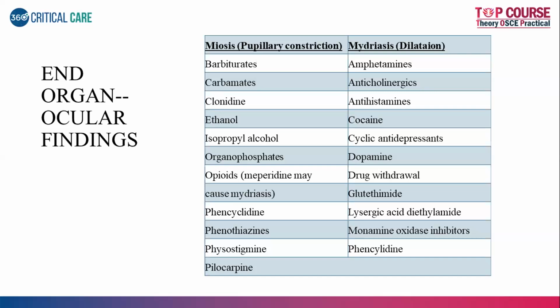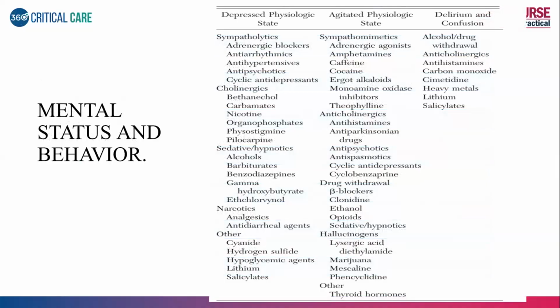First one is your ocular findings. Here you should know which drugs cause miosis and which cause mydriasis. Miosis, pupillary constriction, is most commonly caused by barbiturates, OP compounds, carbamates, all types of alcohols, and physostigmine. Mydriasis is caused by all your sympathomimetics like amphetamines, anticholinergics, antihistamines, cocaine, any drug withdrawals, and MAO inhibitors.